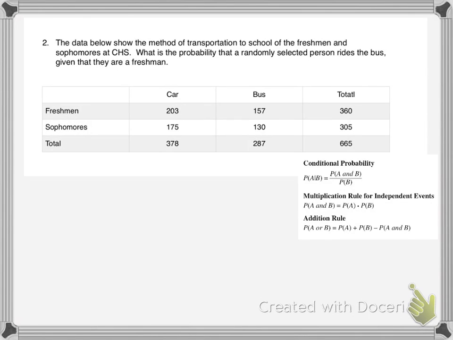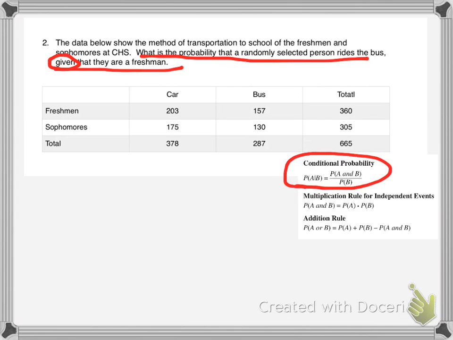Okay, when we work these questions, the first thing we want to do is make sure that we find out what the question is. So the data below shows the method of transportation to school of the freshmen and sophomores at CHS. What is the probability that randomly selecting a person rides the bus given that they are a freshman? So here's your question. The keyword is given. So that means I'm going to use the conditional probability because the keyword for conditional probability is given.